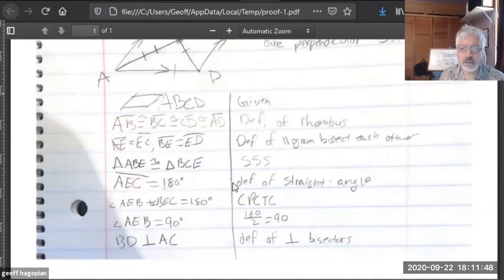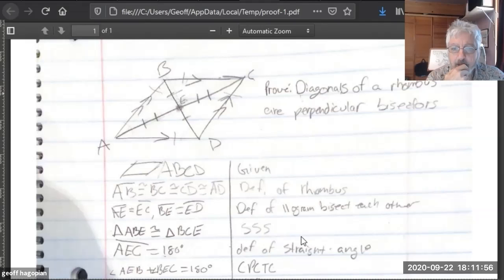So that's good. And so this next line that says AB is congruent to BC is congruent to CD is congruent to AD. I think that's correct, right? That's the definition of a rhombus. A rhombus is an equilateral parallelogram. I think that's the definition. Works for me anyway.